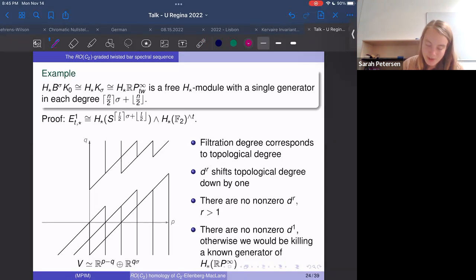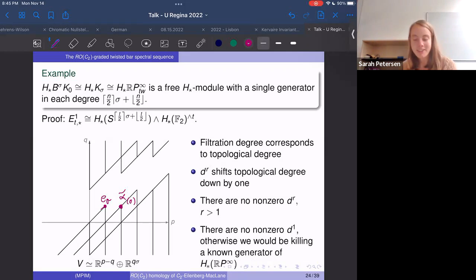I'm going to name some of these classes. The class in degree sigma we'll call e sigma. The class in degree rho we'll call alpha bar parentheses 0.